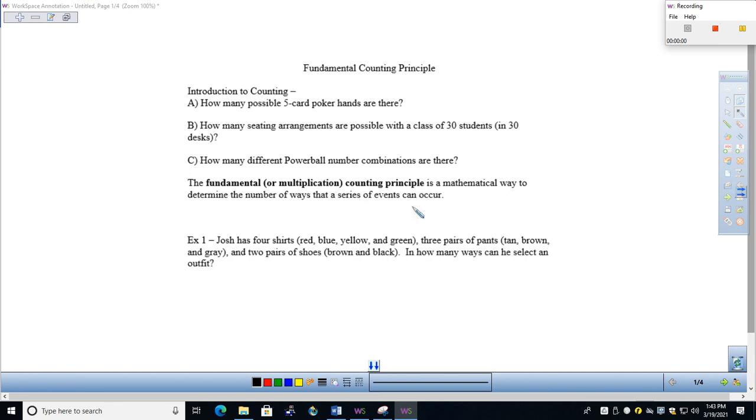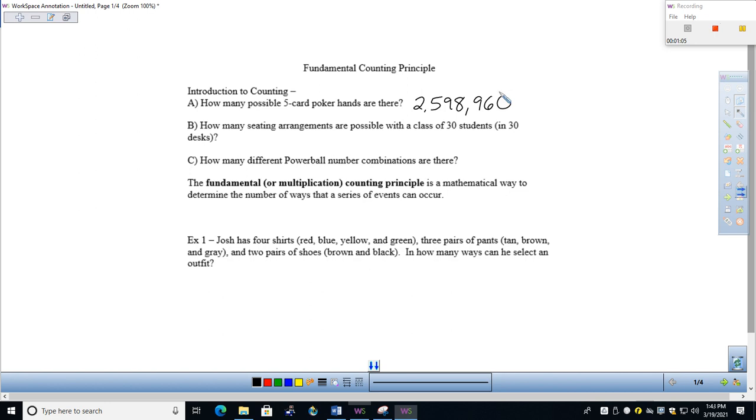A little introduction to counting. And really at the end of the day, when we talk about counting, we're talking about how many ways a particular outcome or series of outcomes can occur. And so I just came up with a bunch here just to get us going, thinking about it. And all it is just how many ways something can happen. And so letter A, how many possible 5-card poker hands are there? And start looking at some large numbers with this. So I've got 2,598,960. That's how many different 5-card poker hands there are.